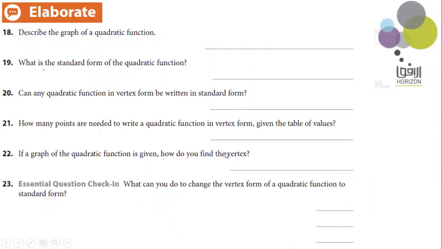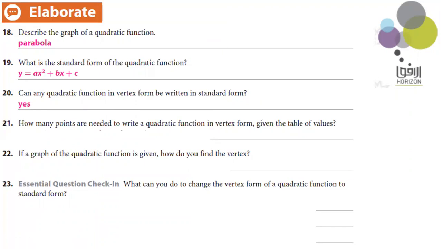Elaborate. Describe the graph of the quadratic function. It is a parabola. What is the standard form of the quadratic function? y equals ax squared plus bx plus c. This is the standard form. Can any quadratic function in vertex form be written in standard form? Yes. How many points are needed to write a quadratic function in vertex form given a table of values or a graph? 2 points. One of them is the vertex.